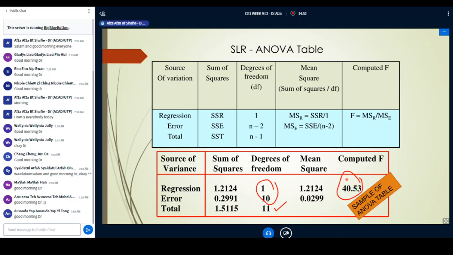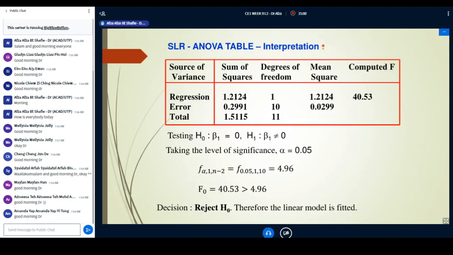Now we test for the significance of the regression. This was the ANOVA that we did for the first example, the electricity usage and production. Since there's only one variable, our degree of freedom is 1. This is calculated using the formula SSR, this is calculated using the formula SSE, and this is calculated using the formula SST. So this is what we get, and this is how we carry out the analysis.